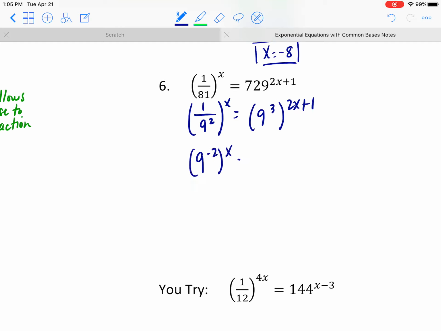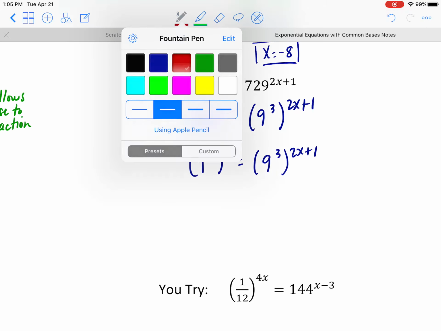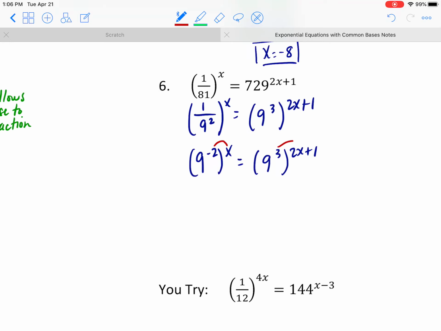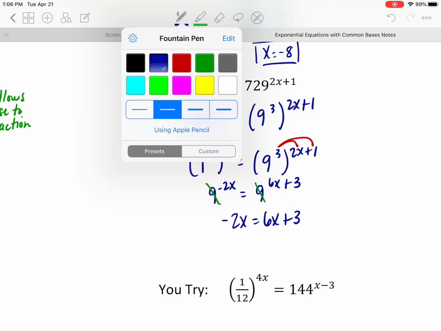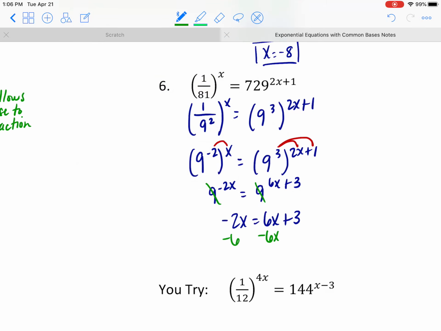I can't cancel the bases yet because that 9 squared is on the wrong side of the fraction. So instead of 9 to the positive 2 on the bottom, we're going to make this 9 to the negative 2 on the top. Now that we have everything on the right side of the fraction, let's distribute and then we can cancel those bases. So we're looking at a negative 2x here and a 6x plus 3 here. So we have 9 to the negative 2x, 9 to the 6x plus 3, and now those common bases can cancel. So we have negative 2x equal to 6x plus 3.